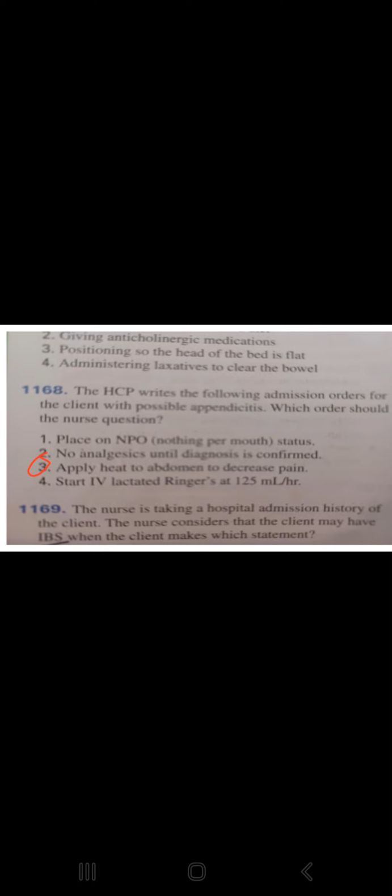Start IV lactated Ringer's. We're going to want that with appendicitis or risk for peritonitis. Also, with appendicitis, if they suddenly complain that they have relief of their pain, this is bad. It's not a good sign. Go ahead and tell the provider this. Okay.